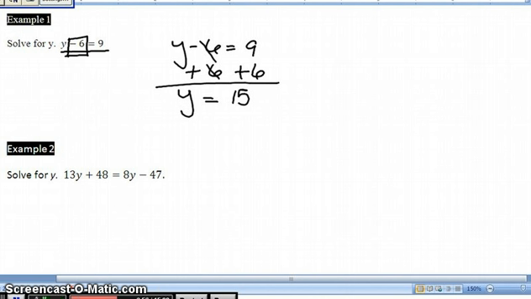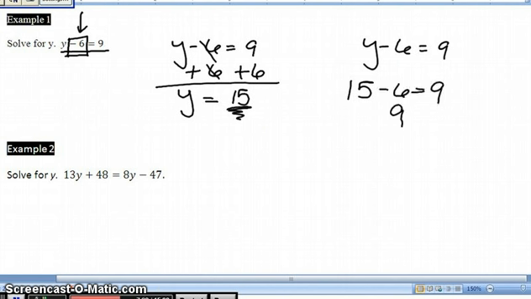The other thing I'd like you to do, though, is to check your answer. To check an answer, you substitute your solution, in this case 15, into your original equation. So in y minus 6 equals 9, I'm going to substitute 15 in for y, and I get 9 equals 9. It's a simple check just to make sure you didn't make an error along the way.